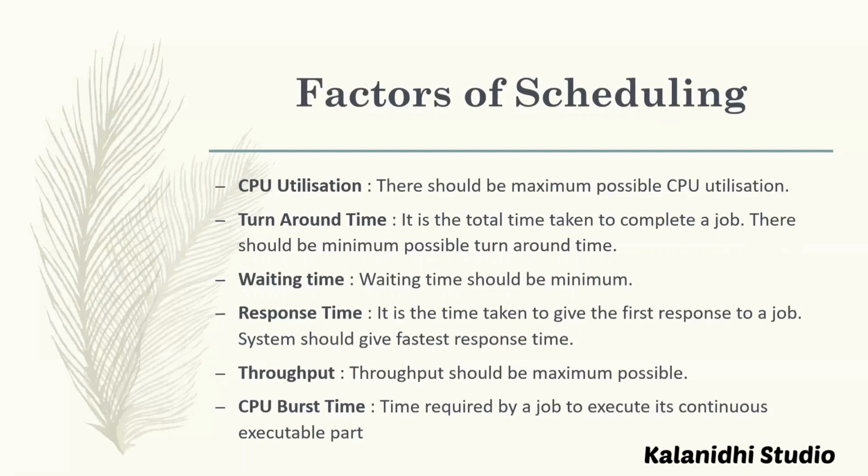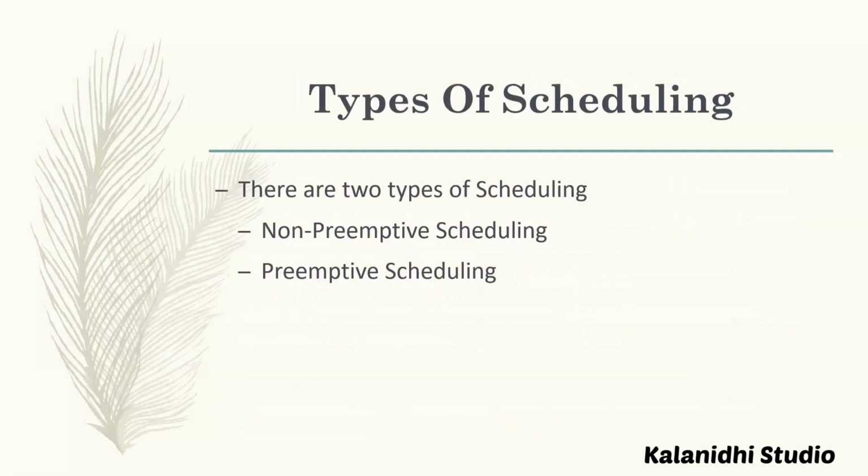Thirdly comes waiting time. Waiting time should be minimum. Then comes response time. It is the time taken to give the first response to a job. The system should give the fastest response time. Next comes throughput. Throughput should always be as maximum as possible. Next comes CPU burst time, the time required by the job to execute its continuous executable part. Considering all these factors, the scheduling technique is chosen.